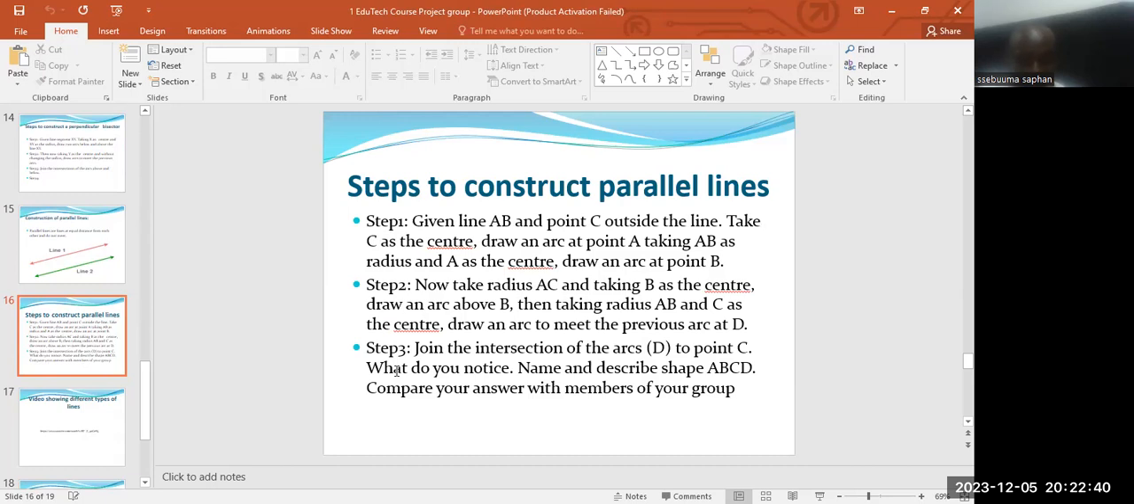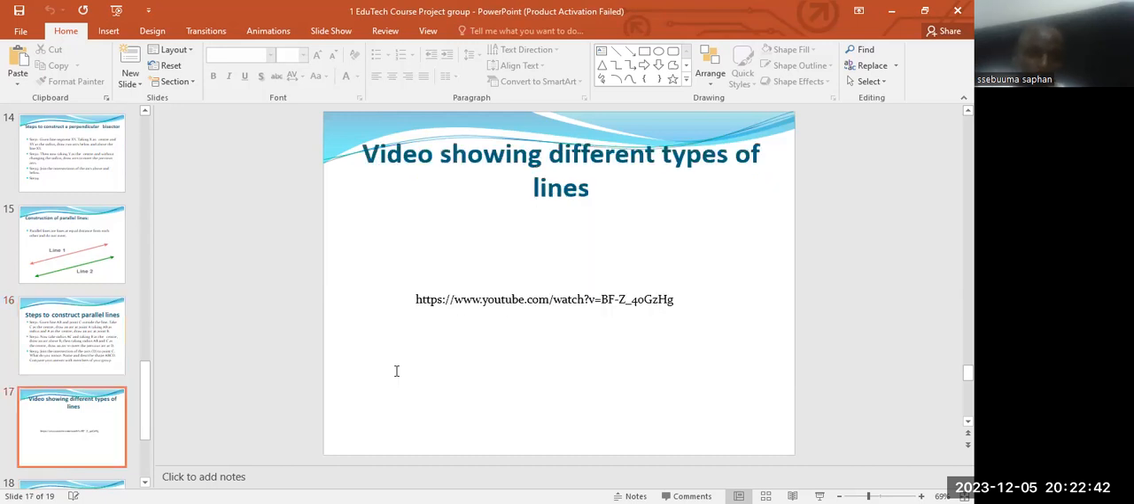Only 3 steps. Then we have a video, and this video is explaining more about different types of lines, how to construct them. I know it will be good for you because you will watch it in your free time. You get to understand where you are not getting things, and you can follow the steps in the video as you are constructing your own.